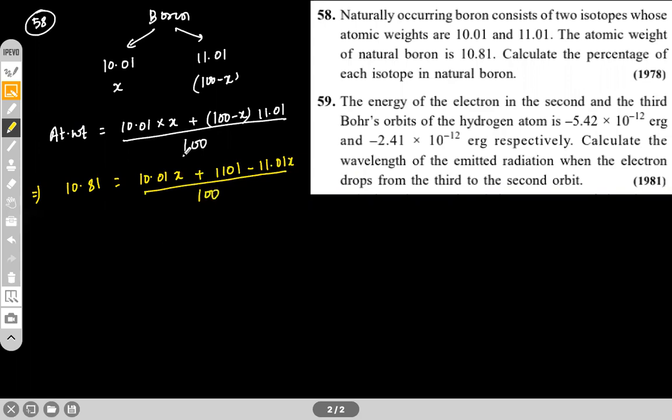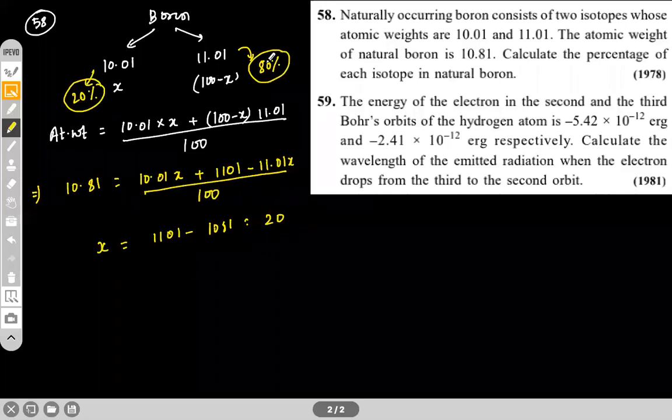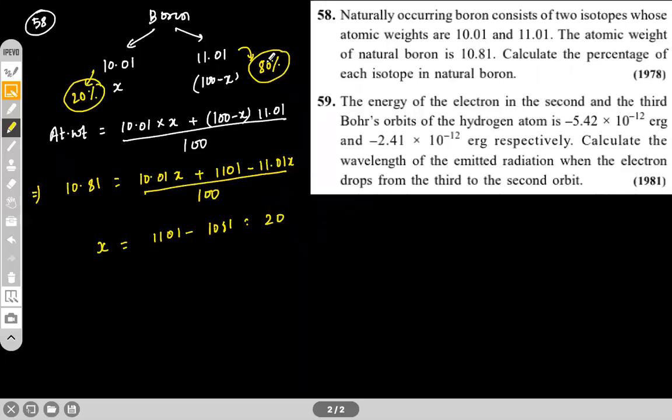So left hand side equals 1101 minus 1081, so it is 20. So X is 20%, this one is 20%, and the rest, that is 80%, is present in the boron mixture. So the answer is 20% and 80%.